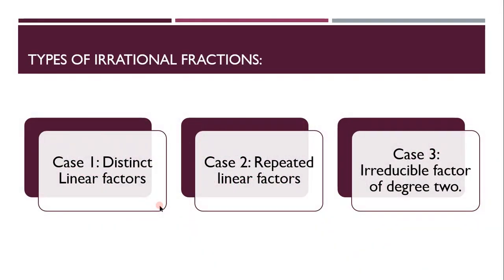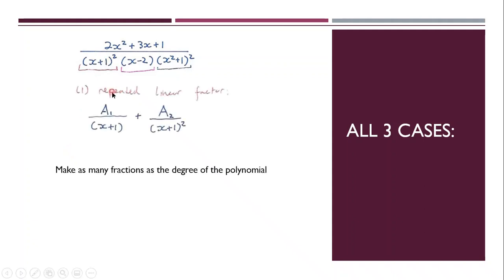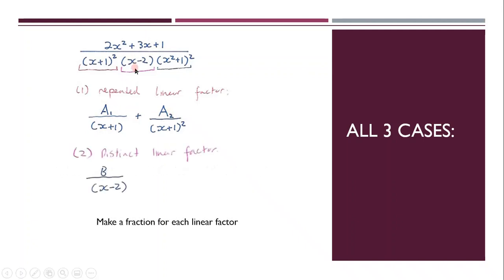So you can have one that has distinct linear factors, repeated linear factors, or something with an irreducible factor of degree 2. Now actually, let's represent a fraction that has all three of these cases. So as you can see, this one has a repeated linear factor, and in that case you make as many fractions as the degree of the polynomial. So this has got a second degree, so you need to split it into two and then have separate coefficients for each. Now this one is a distinct linear factor, so it just has its own coefficient, and you match it with the denominator of the distinct linear factor.